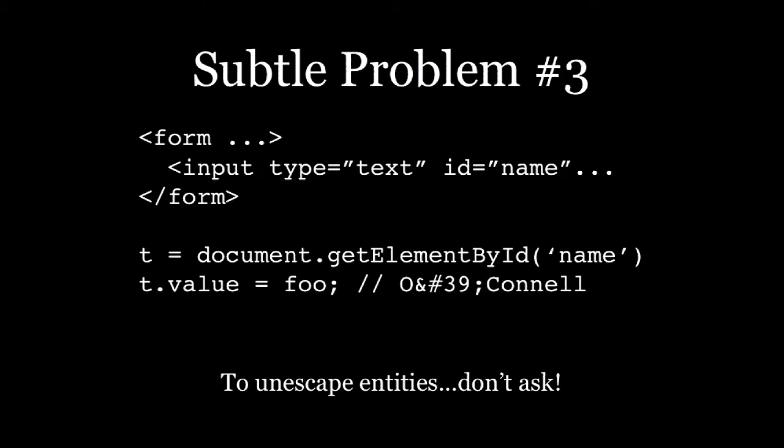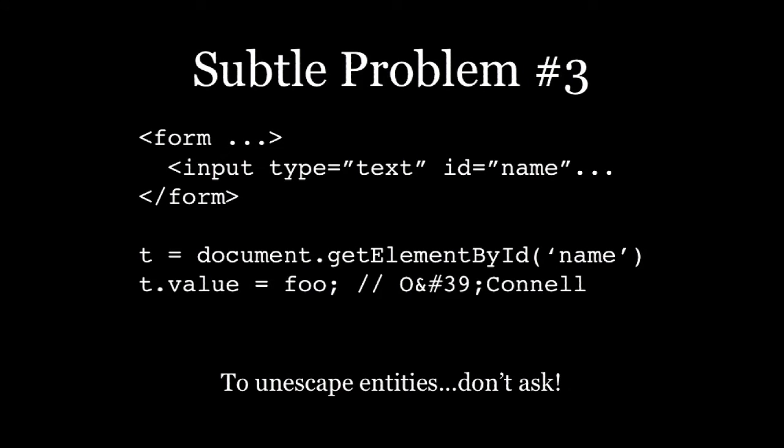If you're going to do t.value equals foo, and foo being our HTML escaped variable, what you're going to get in the text field is, again, ampersand 39. It's going to be a non-escaped entity. And so what a developer has to do in this particular case is unescape HTML entities. Does anyone know how to unescape HTML entities?